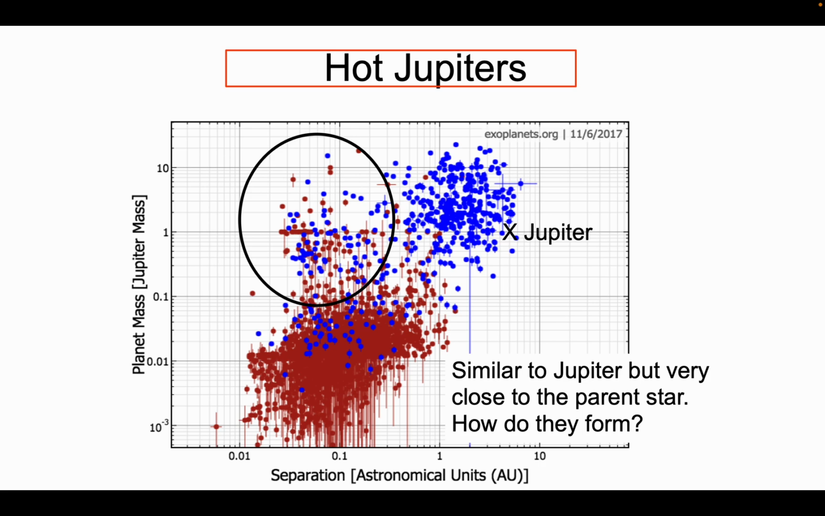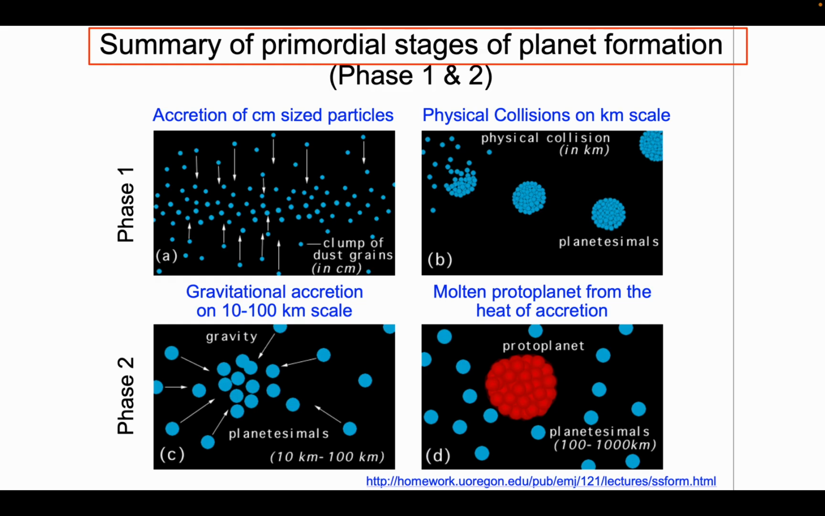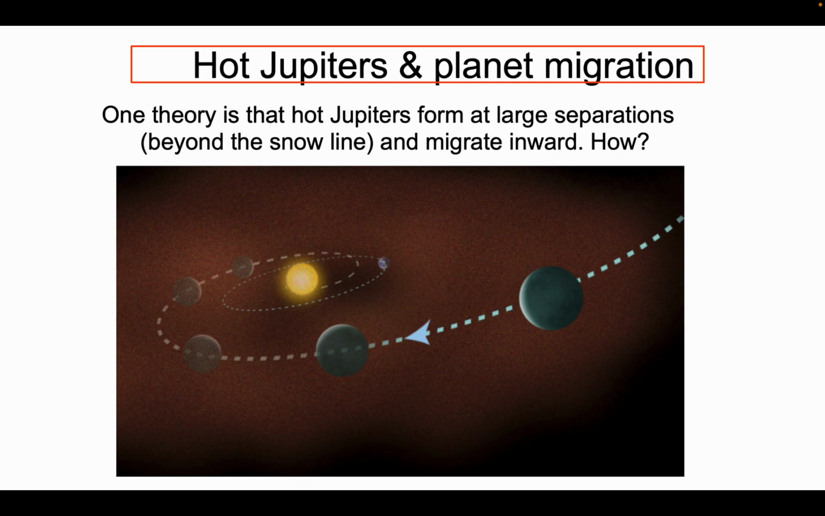If there is a planet which is 10 times closer than the Sun, with the mass of Jupiter or 10 times Jupiter or 5 times Jupiter, those kinds of planets, one of the main questions is how they form in a planetary system. One theory is that the hot Jupiters form at large separation beyond the snow line and migrate inward.